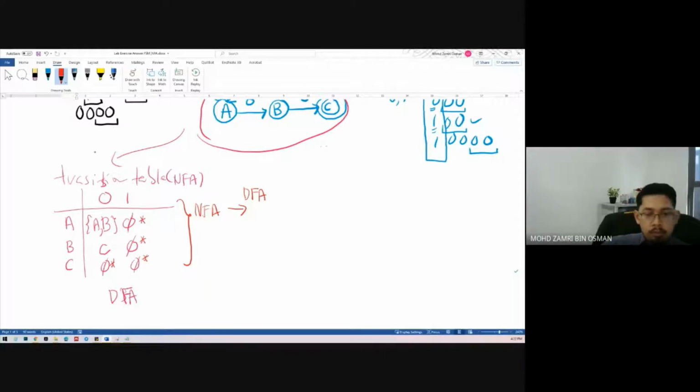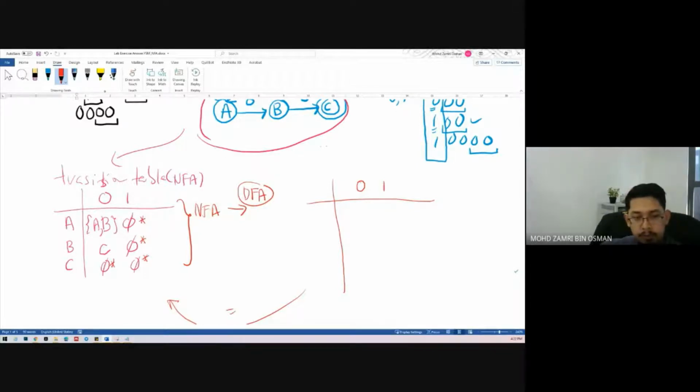Right, so we need another table here that represents the DFA, the same table as well, but we will utilize whatever we have here. We are using the same inputs, 0 and 1. We look one by one, from one state to another state. So we have states A, B, and C. We don't put states A, B, C in the DFA. We want to look at the potential of the states, whether we can have a new state, because we don't have the phi symbol in the DFA.